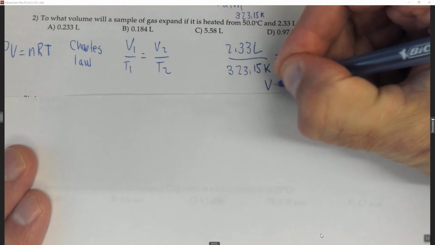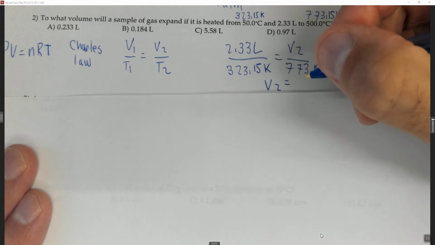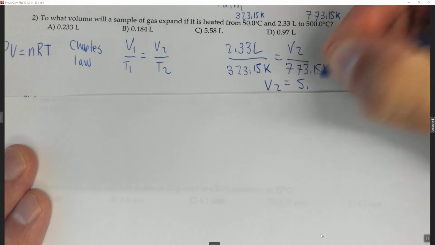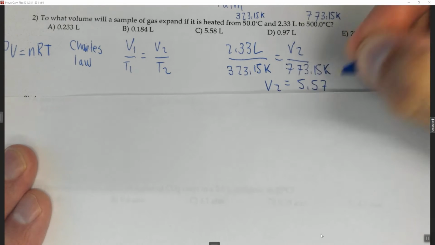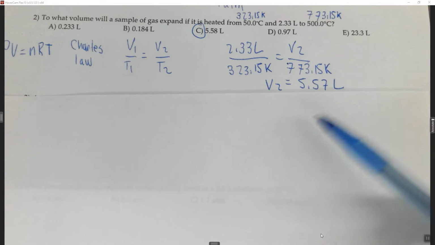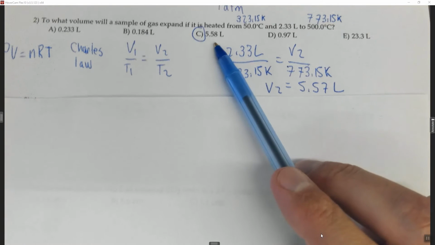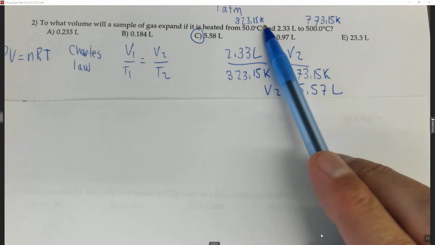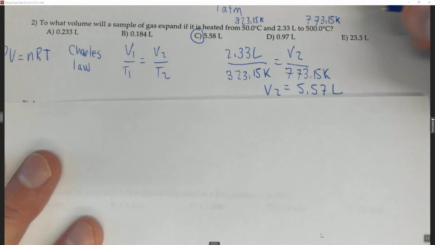And when you do that math, you find that V2 is equal to 5.57 or 5.58 liters, which is very close. Note that sometimes you're going to get differences in the last decimal point with these types of things, because some people are going to use 273 and some people are going to use 273.15.